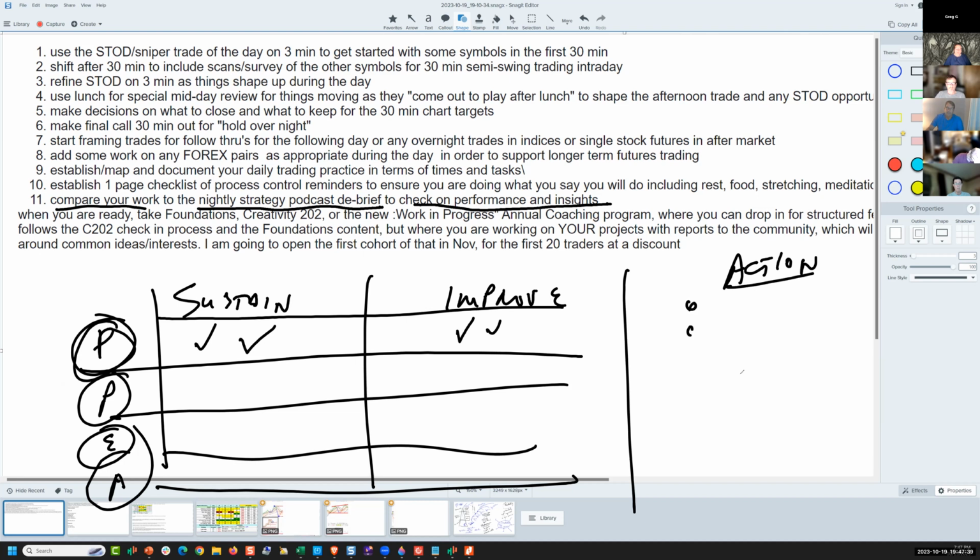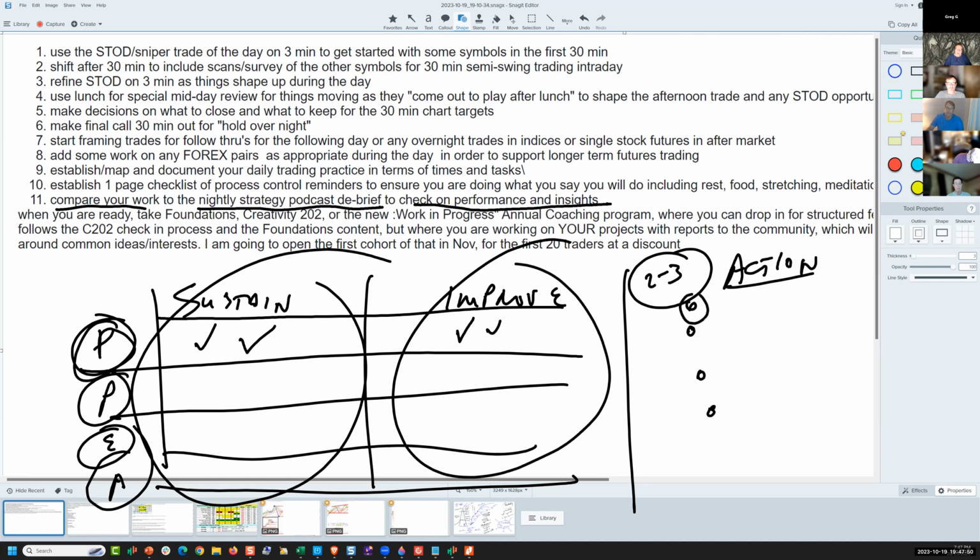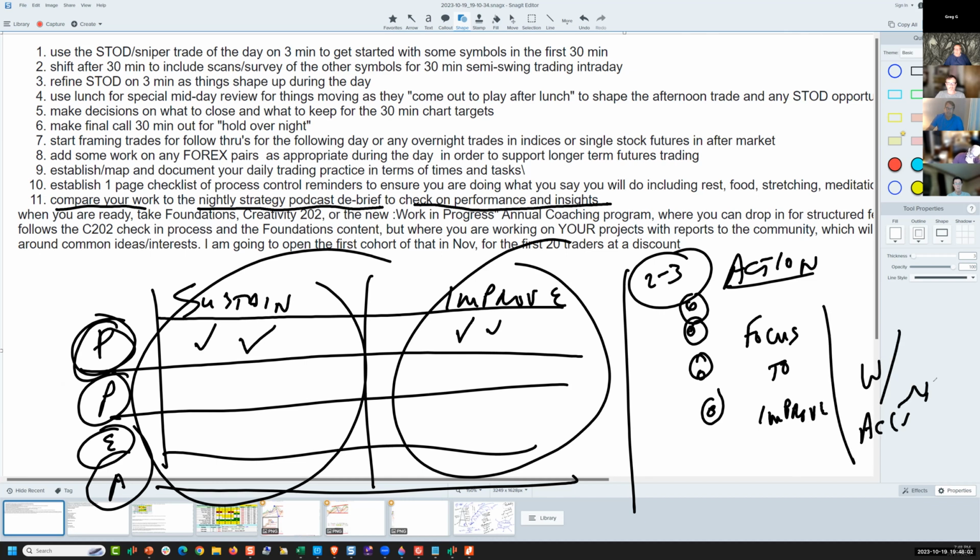And there are some specific actions, maybe a maximum of 2 to 3 a day, that of all the things you want to sustain and improve, you want to highlight 2 or 3 things to make sure that you do tomorrow with focus to improve on, with accountability. And then I'm going to ask you, how are you going to make sure that the things you commit to in your daily after action review, you actually do, and you score yourself with accountability to see how you're doing?